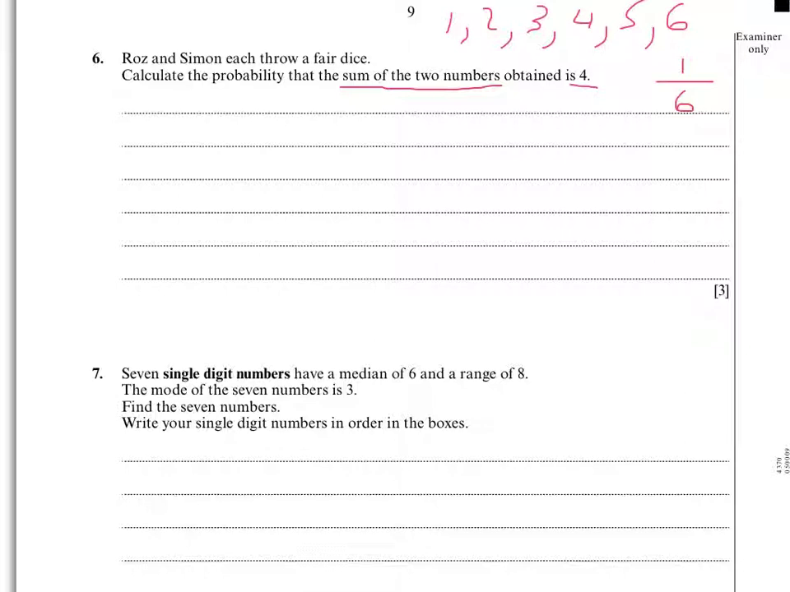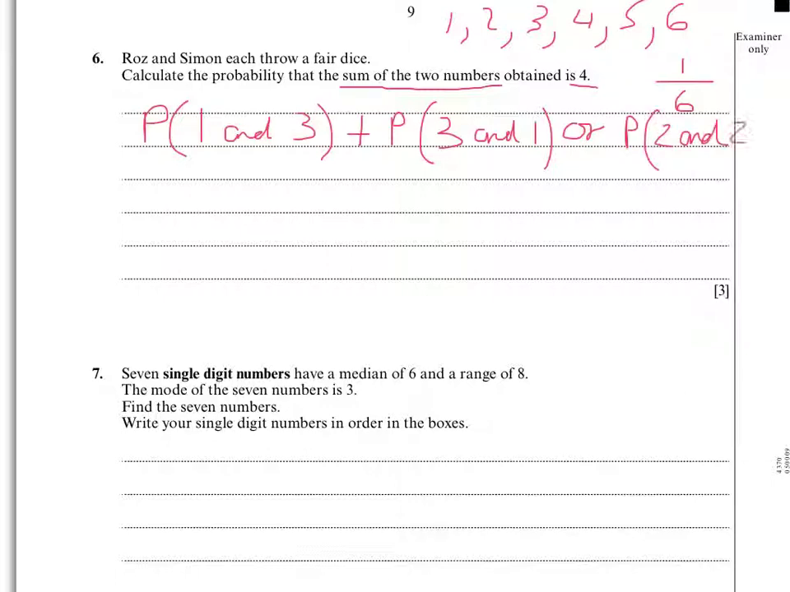So the different ways that I can think of is going to be my probability of getting a 1 and 3, or I could have the probability of getting a 3 and a 1, or I could have the probability of getting a 2 and a 2. Now if you see there, between each of my ors I put a plus. That is because in probability, or acts as a plus, and if we want and, we multiply our probabilities.